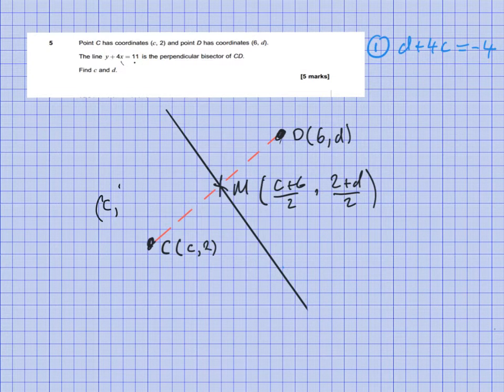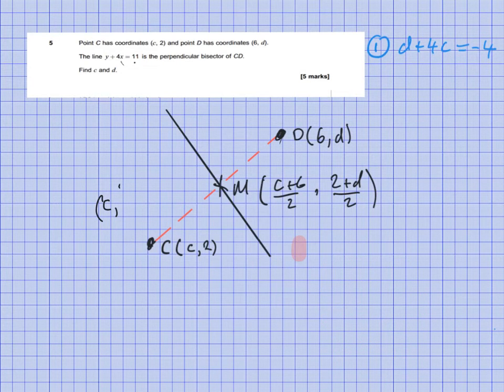The other thing we can do is look at the gradient of the line between C and D. We're given the equation of the perpendicular line, we're told it's y plus 4x equals 11, so y equals minus 4x plus 11, which therefore the gradient is equal to minus 4, which means that the gradient between C and D is positive a quarter.